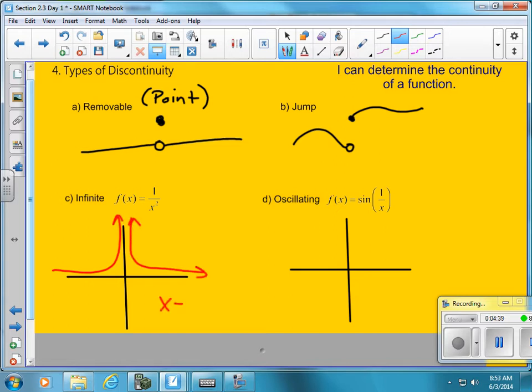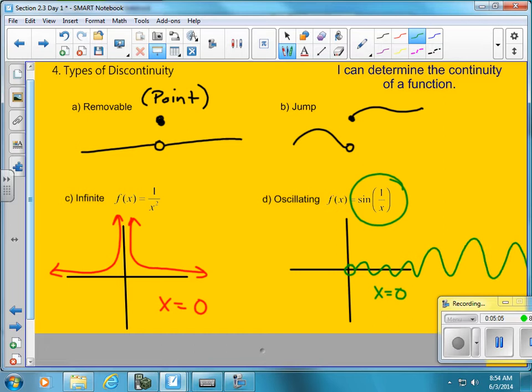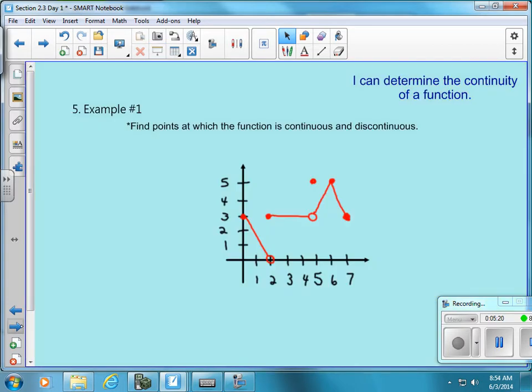At x equals 0 for this function, we have a discontinuity. It's continuous everywhere else, but at x equals 0, it's got a discontinuity. And the same thing happens with the function sine of 1 over x. This function actually has a discontinuity at x equals 0. So therefore it also has a hole at x equals 0. Those are 4 different types of discontinuities.